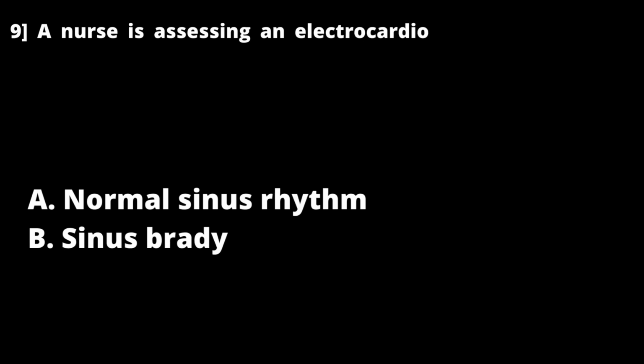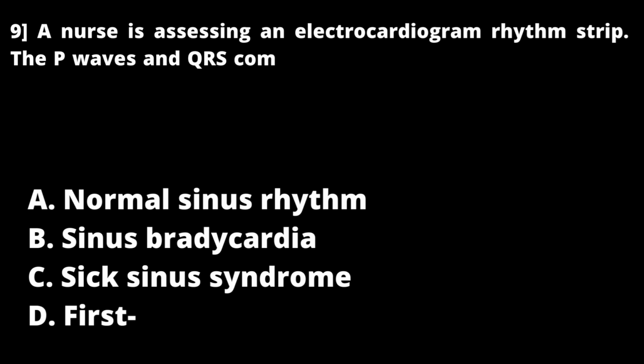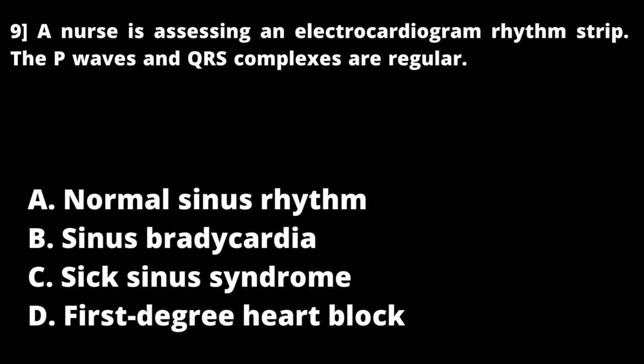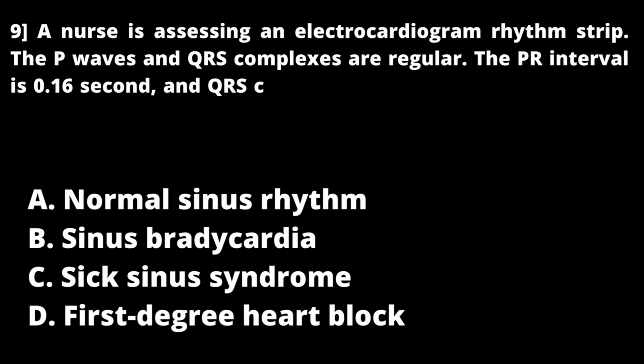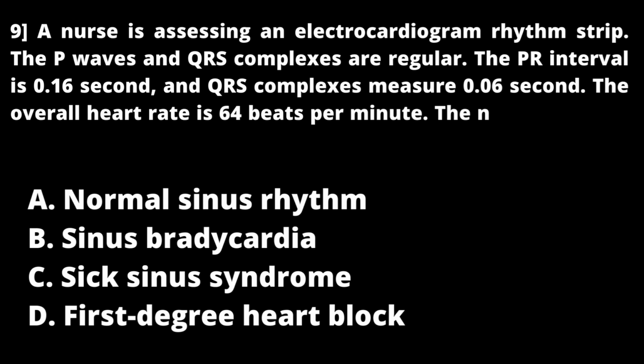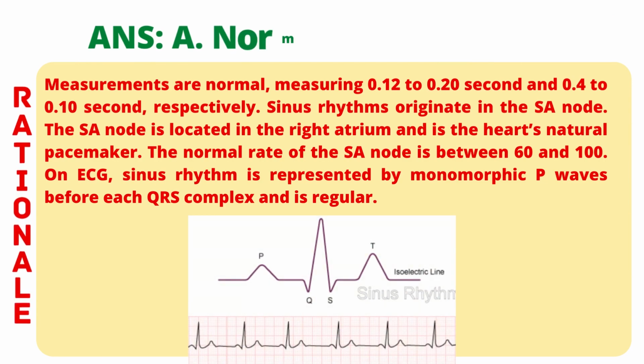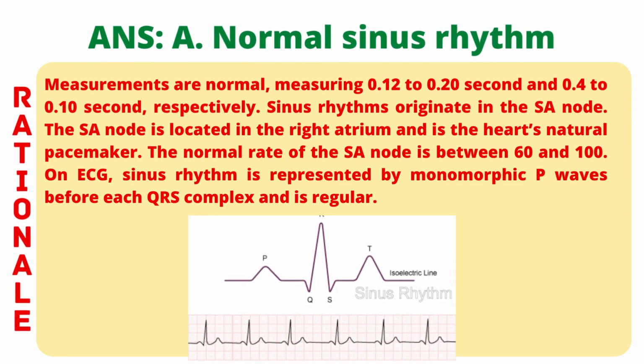Question 9. A nurse is assessing an electrocardiogram rhythm strip. The P waves and QRS complexes are regular. The PR interval is 0.16 second and the QRS complexes measure 0.06 second. The overall heart rate is 64 beats per minute. The nurse assesses the cardiac rhythm as dash. A. Normal sinus rhythm. B. Sinus bradycardia. C. Sick sinus syndrome. D. First degree heart block. The right answer, normal sinus rhythm.